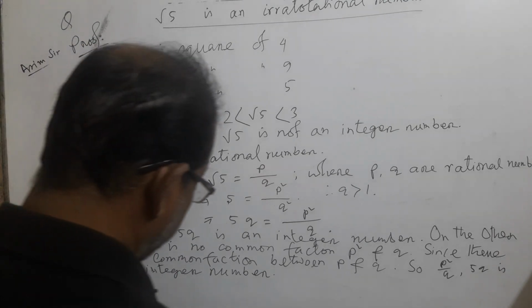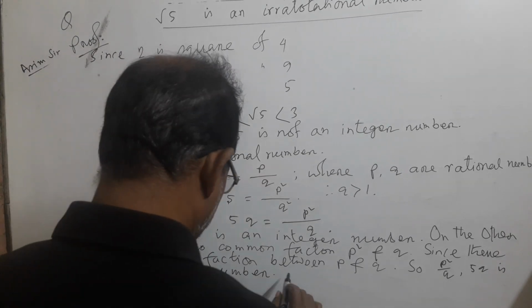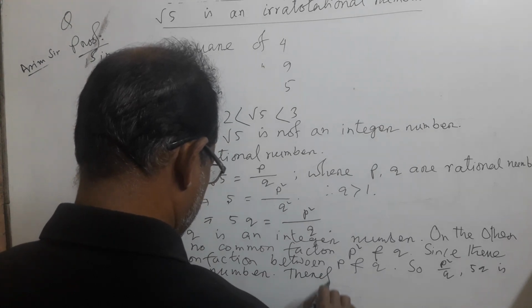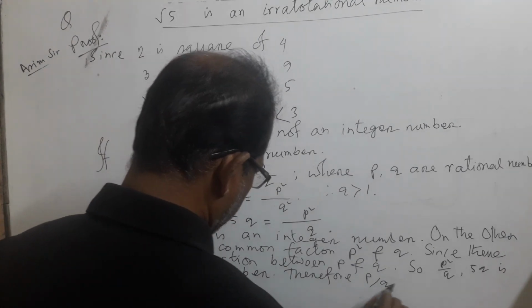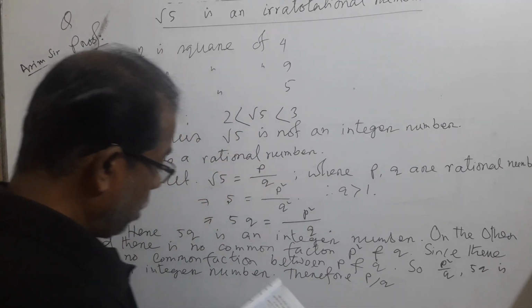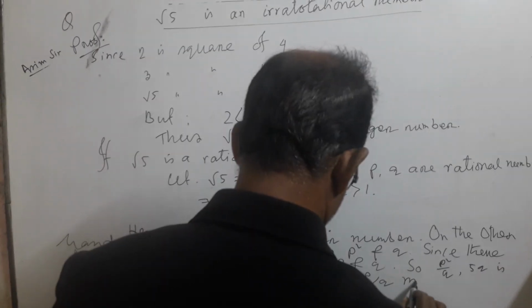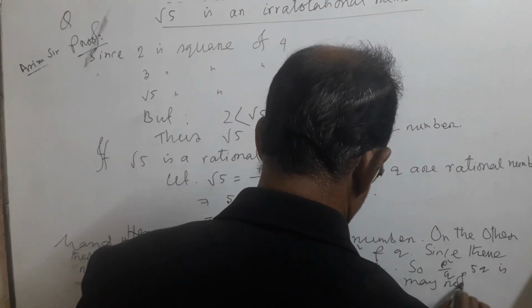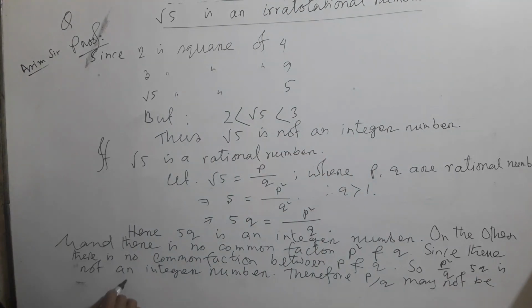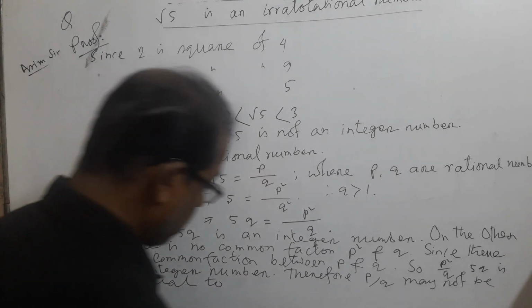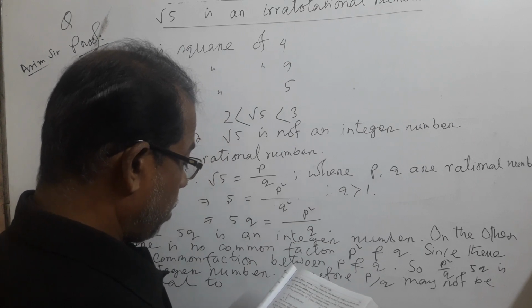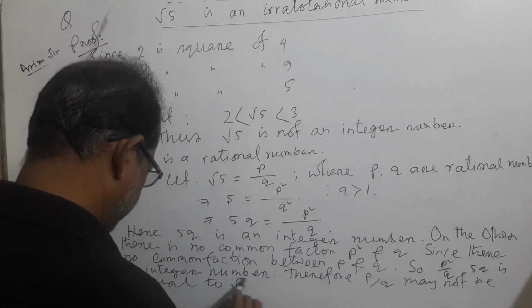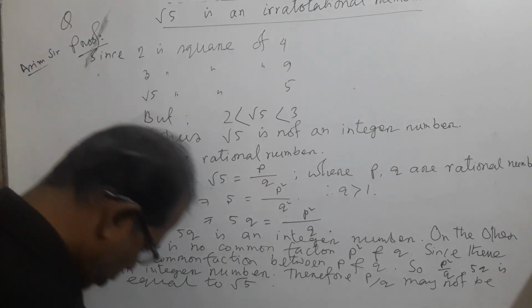Therefore p divided by q may not be equal to root 5.